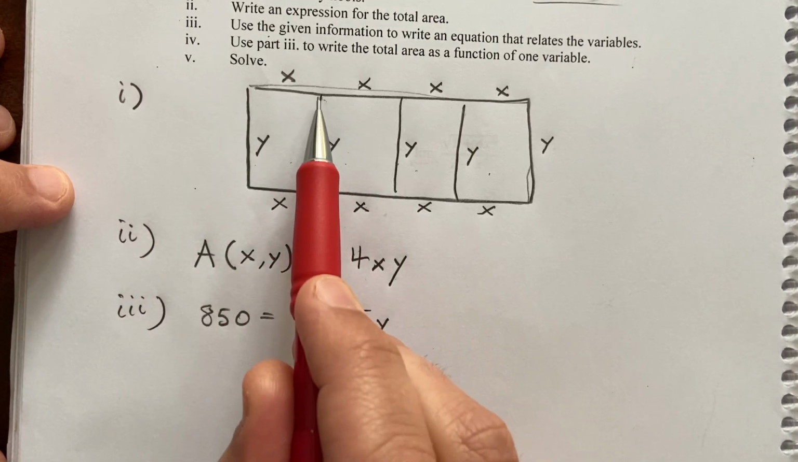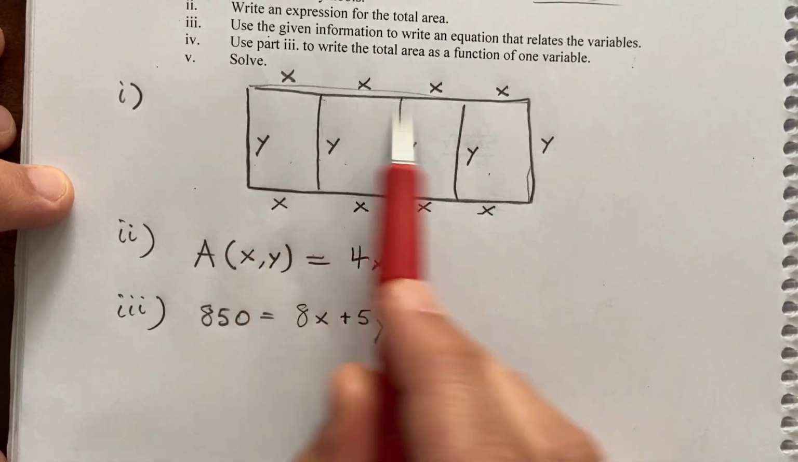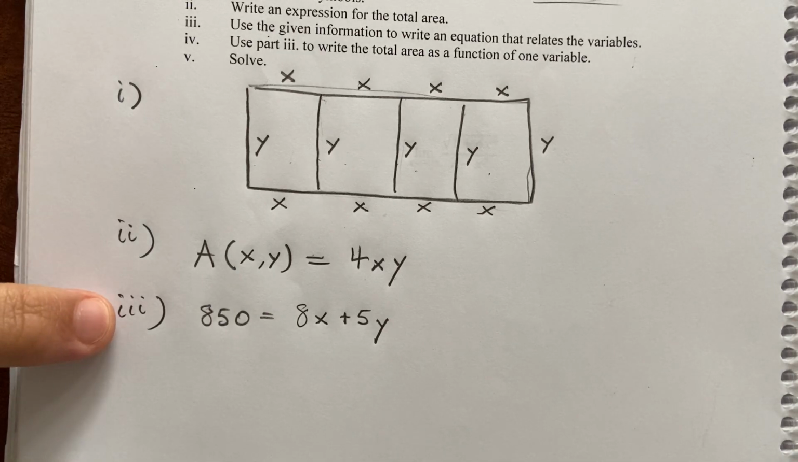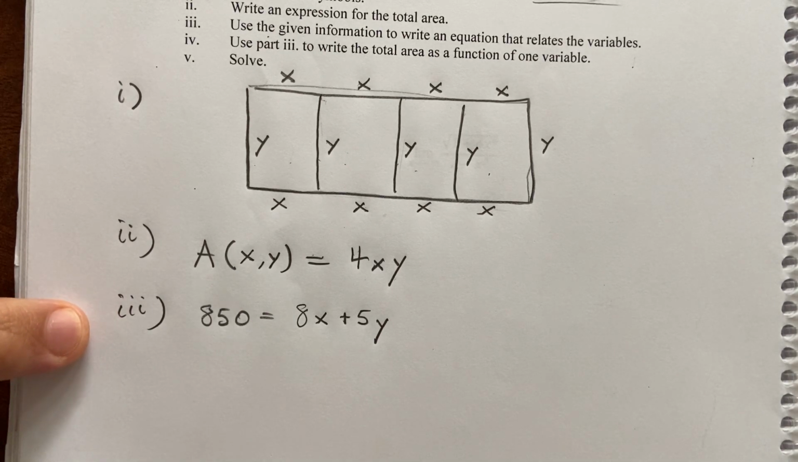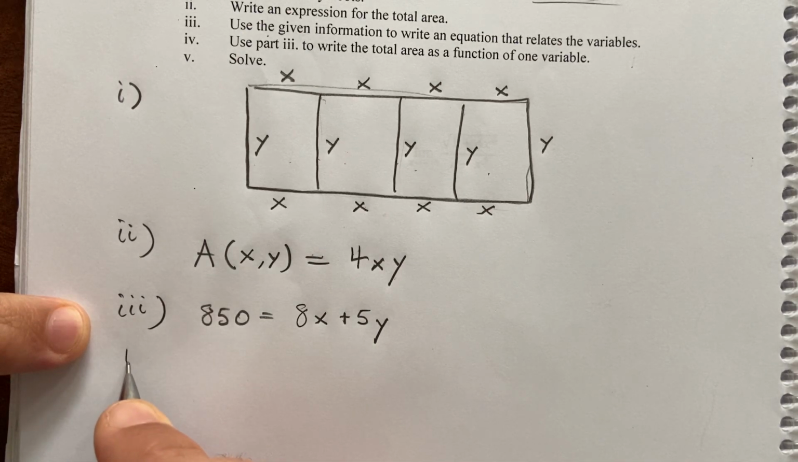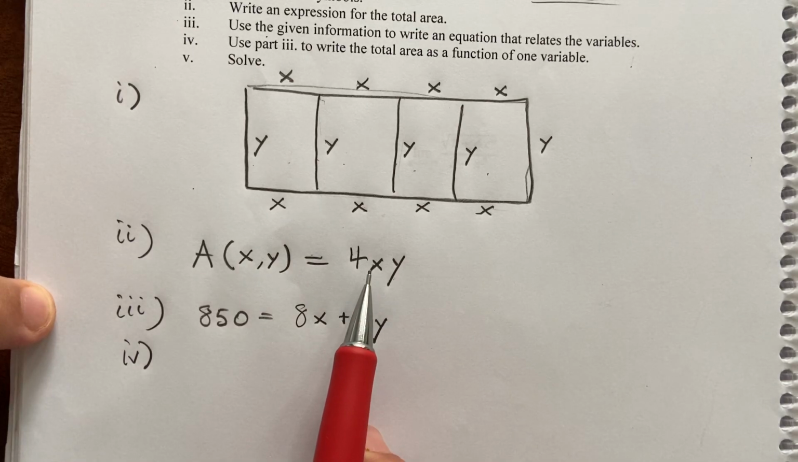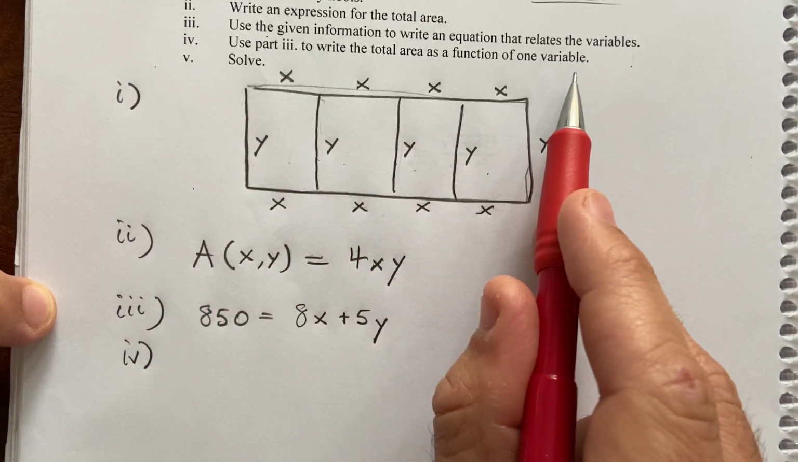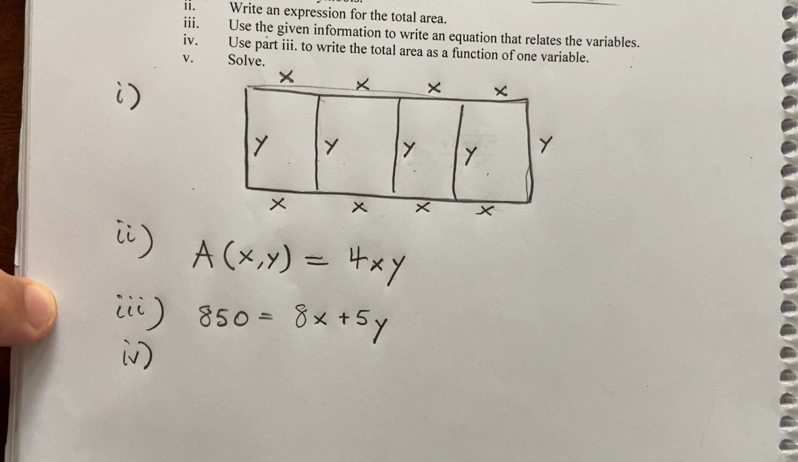All of these lengths added up should equal 850 if I'm using all of this material. Okay, so this is that equation that they're talking about in step 3. What this allows us to do is in step 4, we're able to now go back. It says use part 3 to write the total area as a function of one variable.